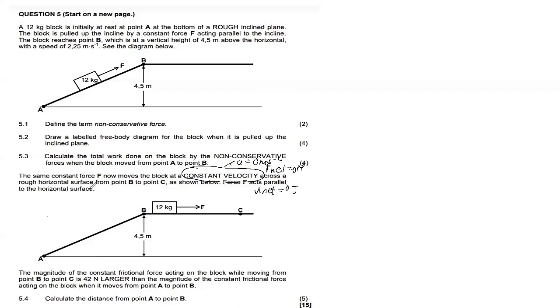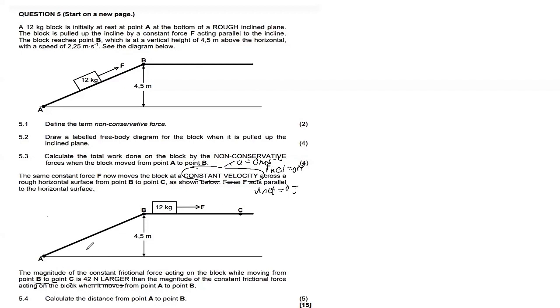Then across a rough horizontal surface, from point B to point C as shown below, force F acts parallel to the horizontal surface. So we have our force diagram now at point BC, which is a horizontal surface. Now they're saying the magnitude of the constant frictional force acting on the block while moving from point B to point C is 42 newtons larger. So they're not saying FK is 42 newtons. They're saying it's 42 newtons larger than the magnitude of the constant frictional force on the incline.